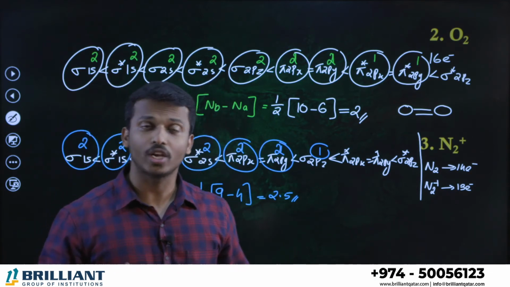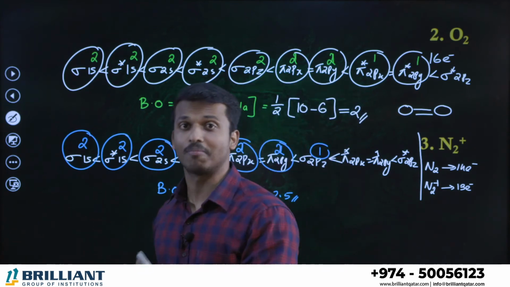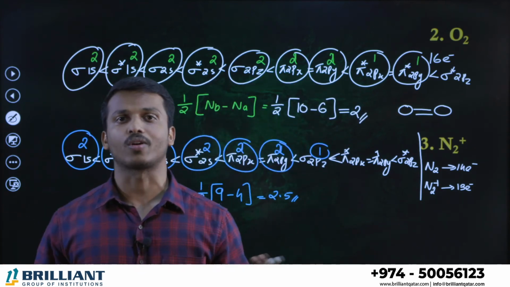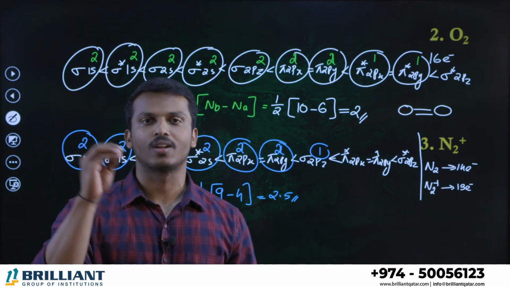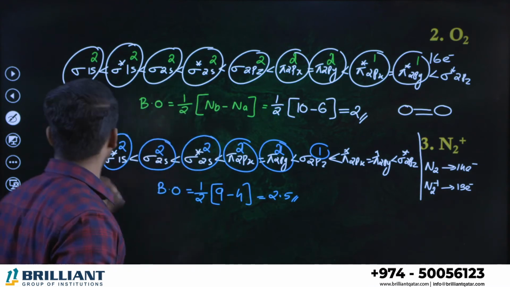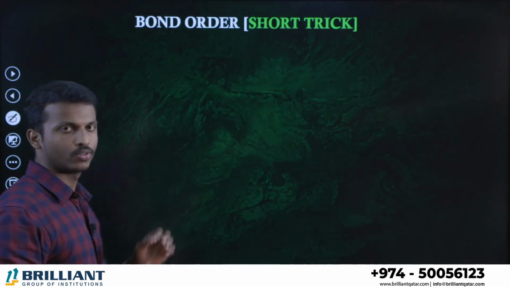You know, during NEET and JEE IIT examination, we don't have enough time to practice all the sigma 1s, sigma star 1s. It will take a lot of time. Let's go for a small short trick idea. You can answer all the questions from MOT. So let's go for that. Bond order calculation. What is the short trick?